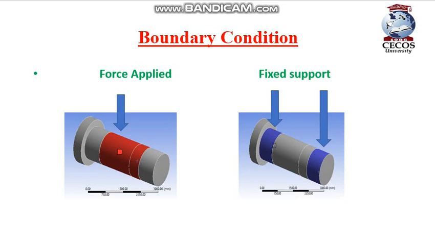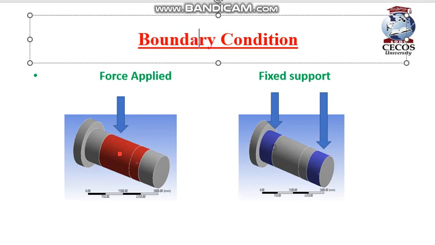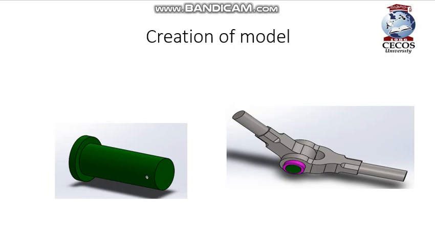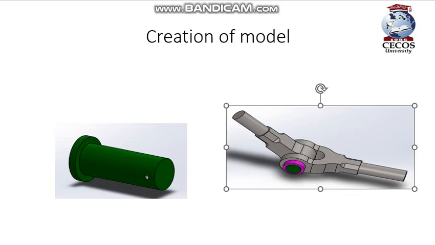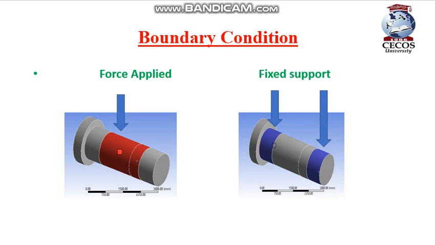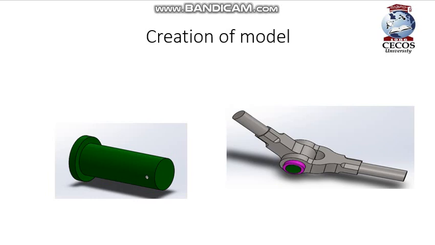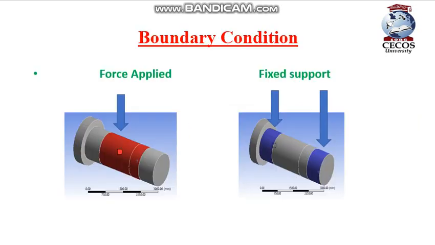In the next slide we are going to explain our boundary condition. As you can see here, this is our boundary condition. In the boundary condition, what we have chosen is that in the middle part the force is applied, as you can see here. And the fixed supports are our sides, as you can see here. Force is applied in this direction, tensile and compressive both. So this is our force applied and fixed support.